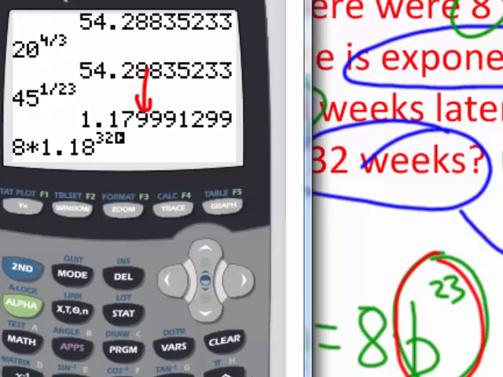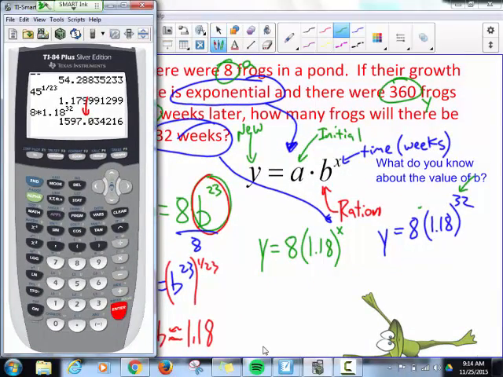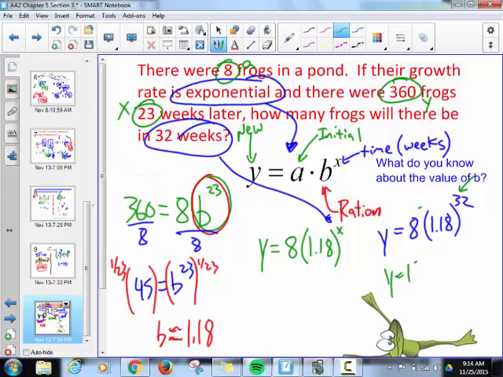And it should be more than 360, right, because it's more time. And that works out. So 1,597 frogs. So boy, exponentially, that gets big fast, right, doesn't it?